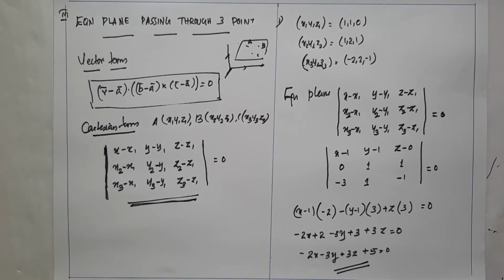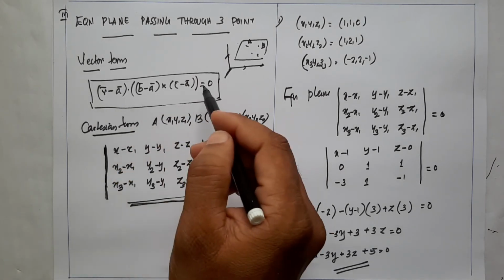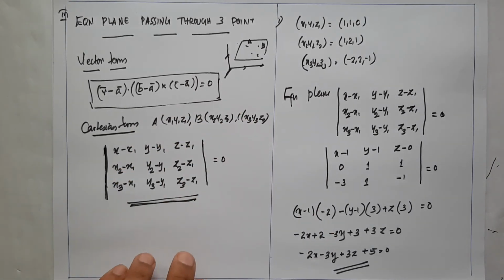It's a very important section. 2x minus 3y plus 3z plus 5 equal to 0. It's the Cartesian form. Okay. Now if we want to form the vector form, we directly substitute here and we find a cross product also. Otherwise, a second method is available.